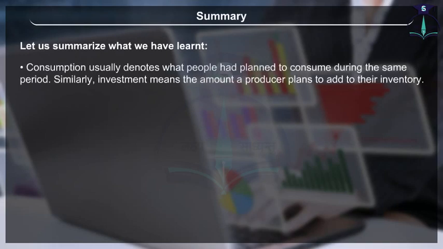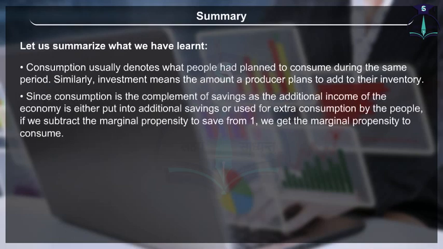Summary. Let us summarize what we have learned. Consumption usually denotes what people had planned to consume during the same period. Similarly, investment means the amount a producer plans to add to their inventory. Since consumption is the complement of savings, as the additional income of the economy is either put into additional savings or used for extra consumption by the people, if we subtract the marginal propensity to save from 1, we get the marginal propensity to consume.